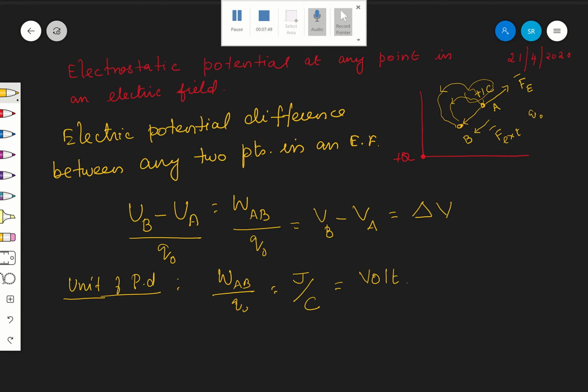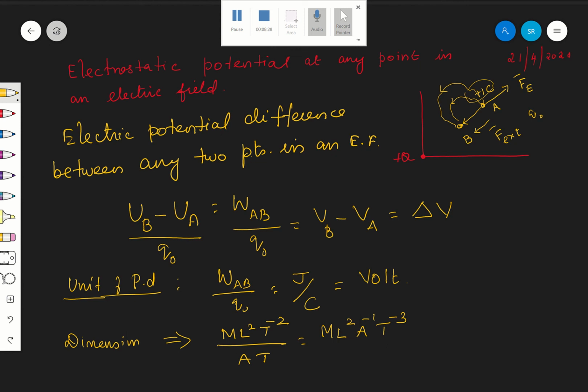Therefore, potential difference is given in terms of volt. And what is the dimension? Joule is M L squared T power minus 2, divided by coulomb, which is AT. Therefore you will be getting M L squared A power minus 1 T power minus 3. Is it clear? Therefore, this is about potential difference.